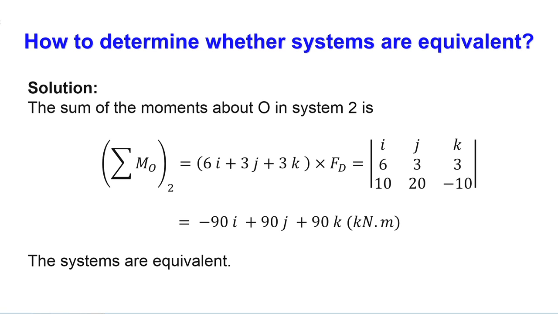So, let us see the expression. Here it is 6i plus 3j plus 3k cross FD. We do this product with the determinant of i, j, k; 6, 3, 3; and FD's components 10, 20, minus 10. It again comes equal to the moment about O for system 1. So, sigma MO1 and sigma MO2 are the same, and the forces, sigma F1 and F2, are also the same. That is why these systems are equivalent.